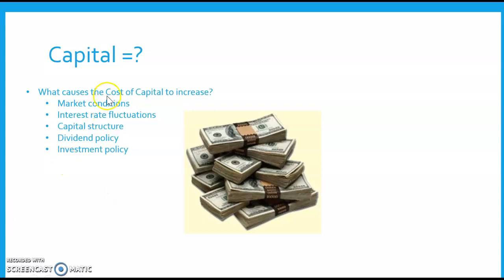So what causes the cost of capital to increase? Well, market fluctuations. When the market is in a recession and we're dealing with a credit crunch, right, where it's really hard to get loans, then the cost of capital for everything will go up. In riskier times, it's more risky to invest in a stock. Therefore, the stock requires a higher rate of return. So that seems logical. Interest rate fluctuations. The Fed has cut rates to historic lows, right? So now interest rates are down, which causes the cost of debt to go down.